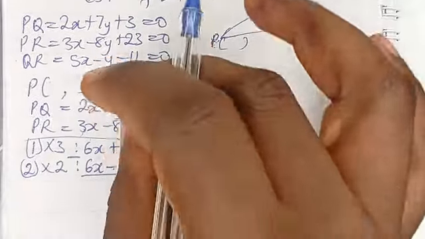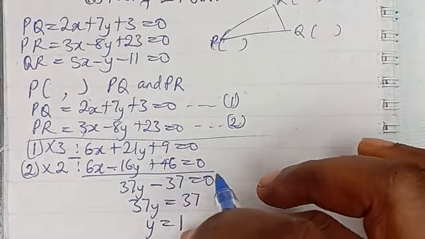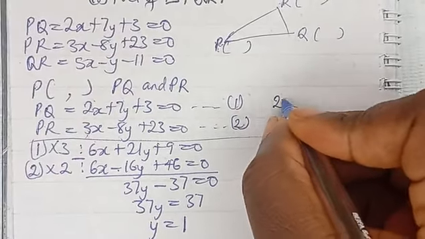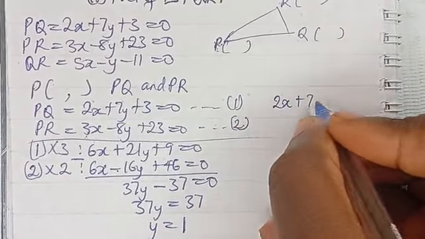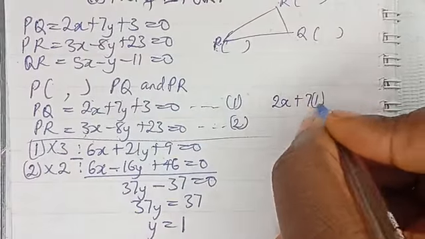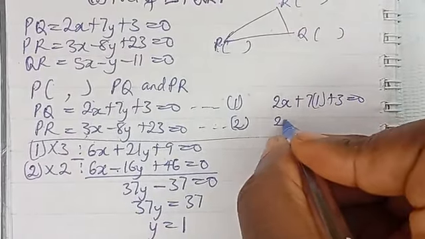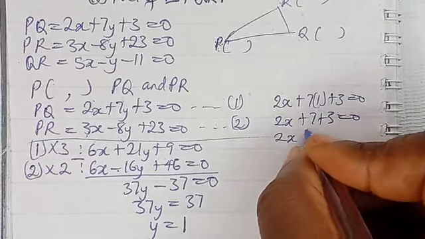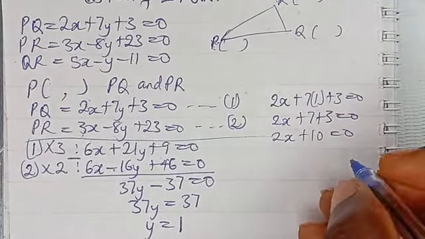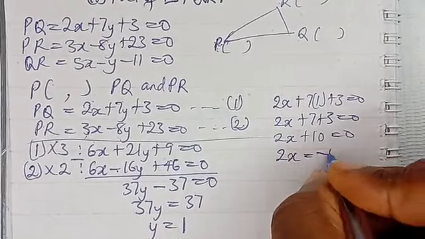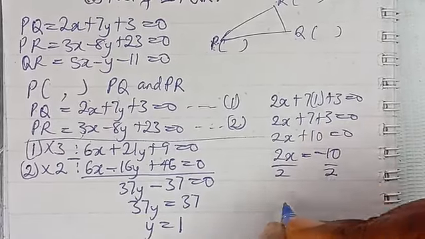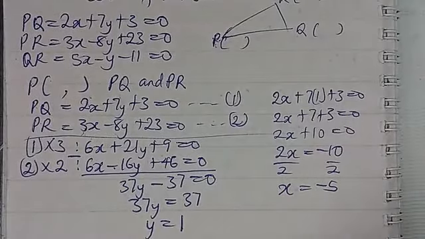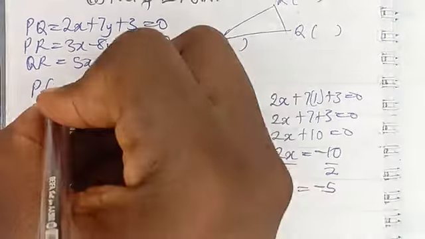Now let's solve for x. Let us pick any of the equations and substitute y into it, and then we solve for x. Let me pick equation 1. We have 2x plus 7, instead of y, we have 1 in brackets, plus 3 equal to 0. So 2x plus 7 plus 3 equals 0. 7 plus 3 is 10. 2x plus 10 is equal to 0. Now let's send the 10 across to the other side. 2x is equal to negative 10. We divide both sides by 2. We have that x is equal to negative 5. So the coordinate points for P is negative 5, 1.